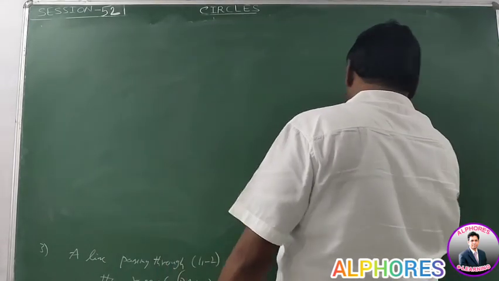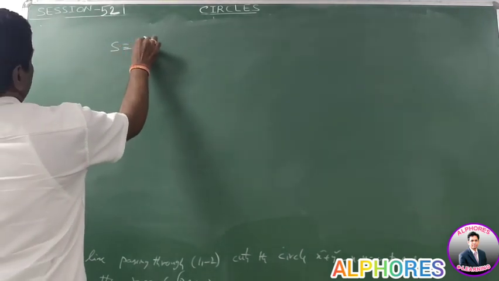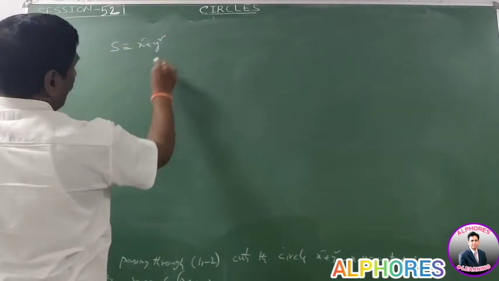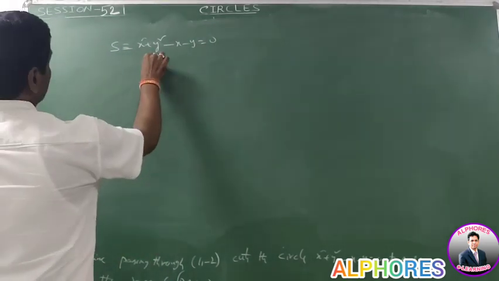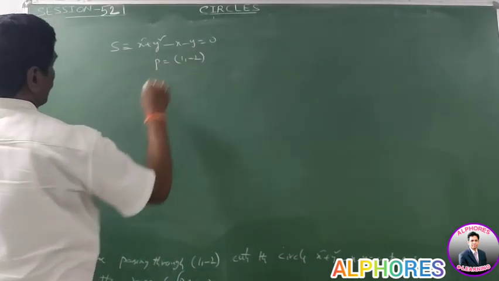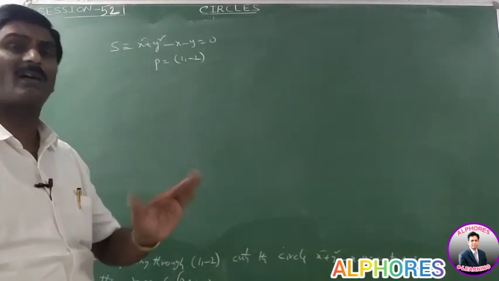What is the given circle equation? The equation of the given circle is S = x² + y² − x − y = 0, and the point is P = (1, −2). Please observe the location of the point. Does the point lie inside the circle, outside the circle, or on the circle?